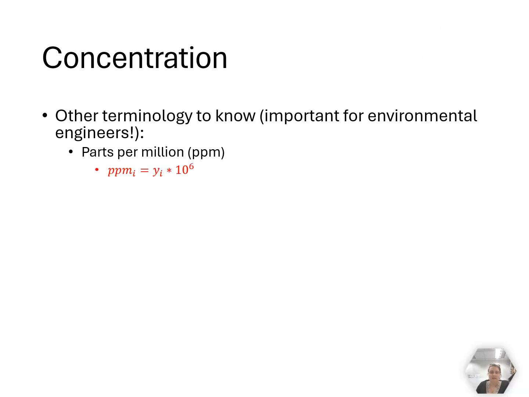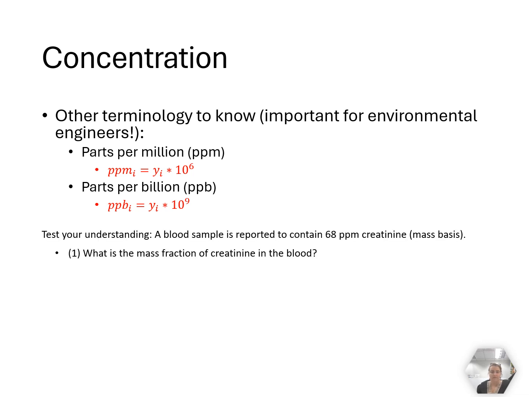Last thing to talk about today is some other terminology that's important for environmental engineers. We briefly talked about a part per million in class when we did some in-class problems, and a part per million is defined specifically as the mole fraction times 10 to the 6th, and we can also have parts per billion, which is the mole fraction times 10 to the 9th, so billions and millions. We're going to see these terms throughout the semester. Remember that 1 ppm is equal to 1 milligram per liter, which means 1 part per billion is equal to 1 microgram per liter. So that's something to be aware of.